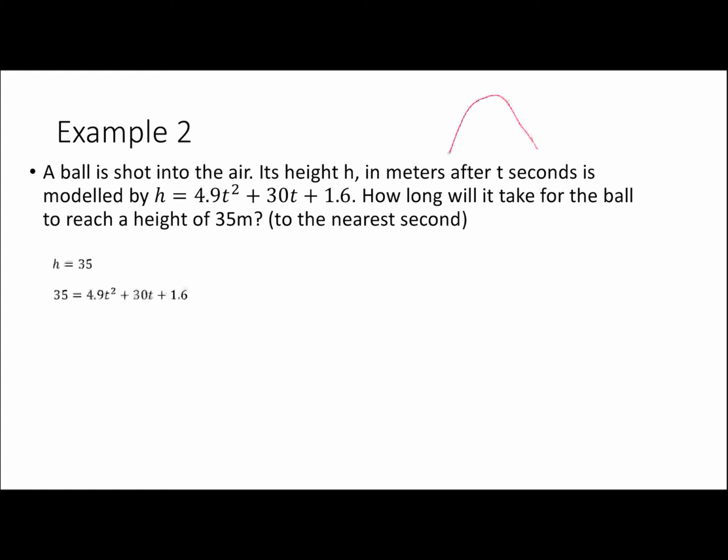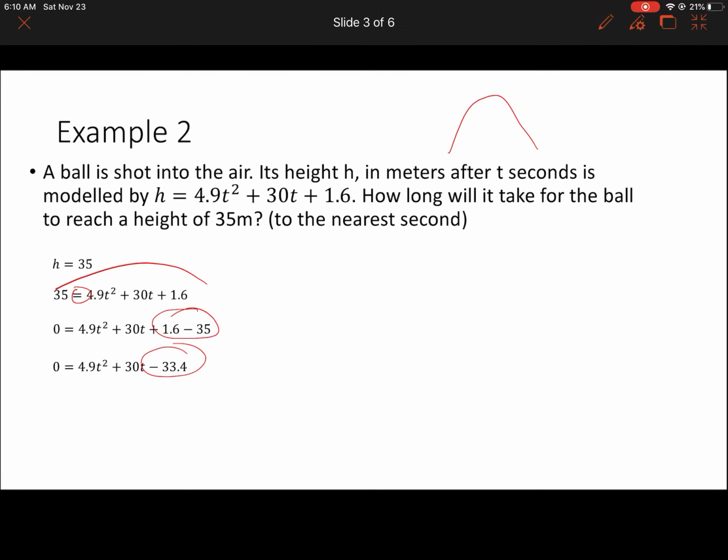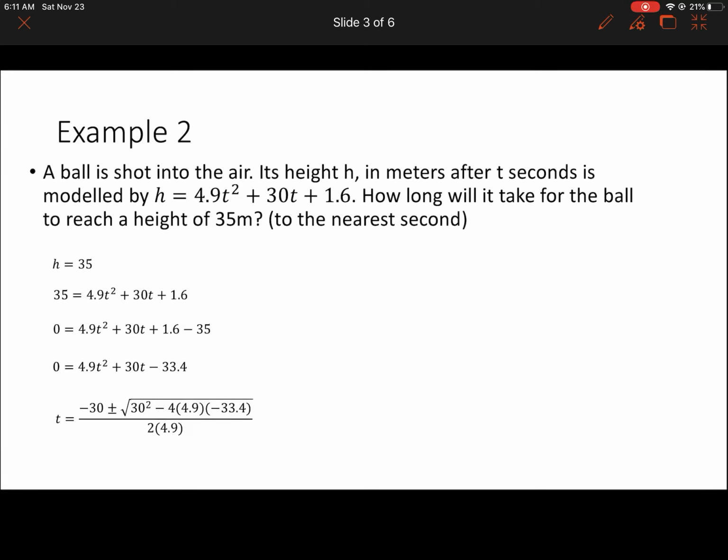So we put in our equation, and we substitute h equals 35. It becomes minus 35. We move it to the other side of the equal sign. 1.6 minus 35 is negative 33.4. Now we use our formula.